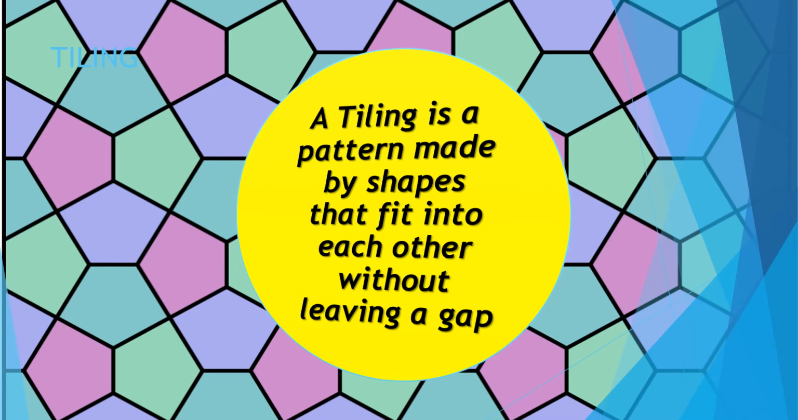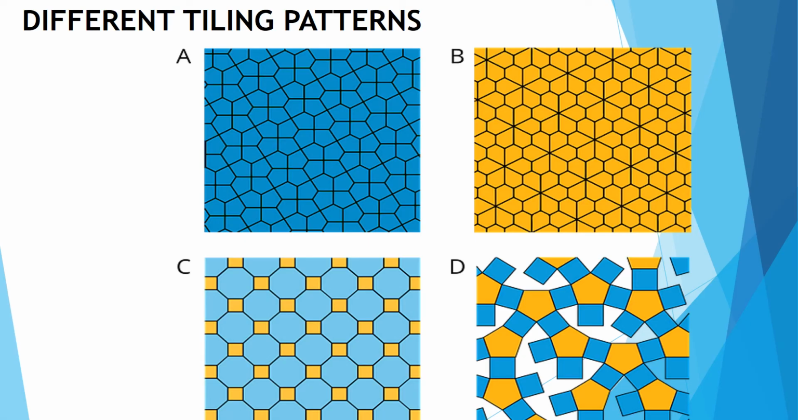A variation of a pattern is a tiling pattern, which is made by shapes that fit into each other without leaving a gap. For example, the tiles. Now, if you can see in this picture, there are pentagons all over, and the pattern is formed by leaving no spaces or gaps in between. Tiling patterns can vary depending on the shapes that are used in each pattern.